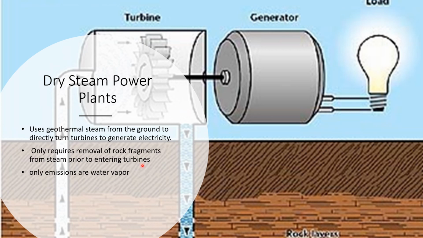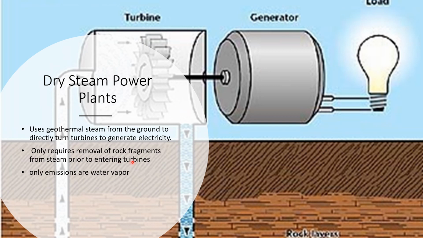So in dry steam power plants, we use geothermal steam. So basically you're using the steam from the ground to turn the turbines, because you always need some form of force or energy to turn these blades. And then once you get the mechanical energy at the turbine, we can use that to run the generator to produce electricity.